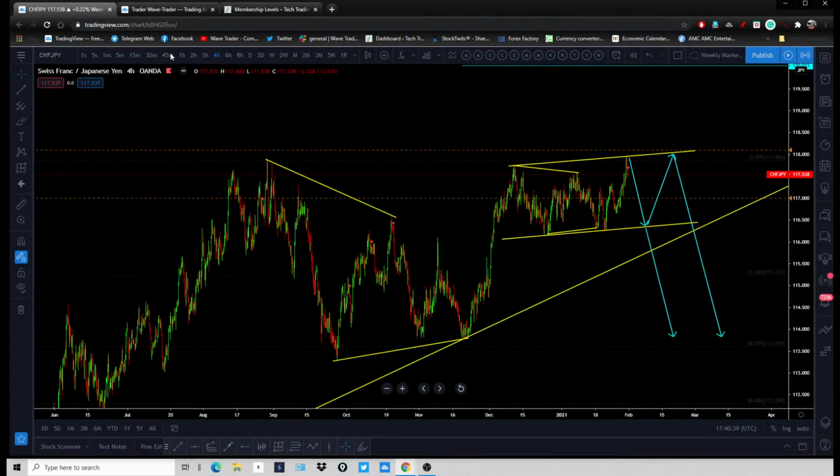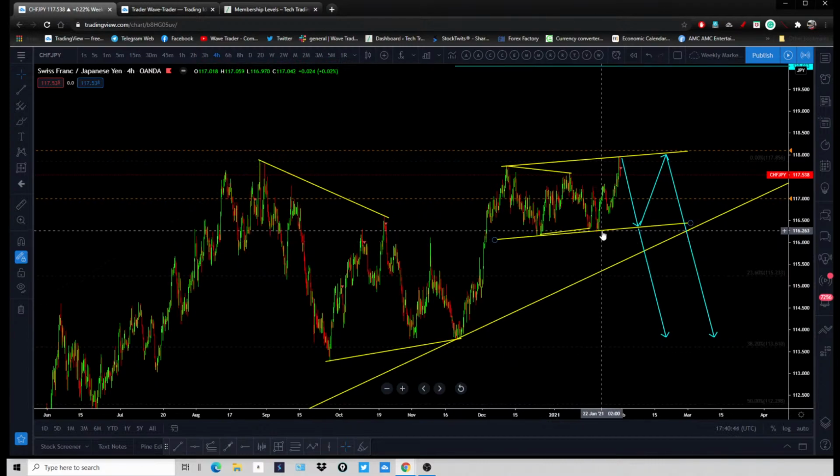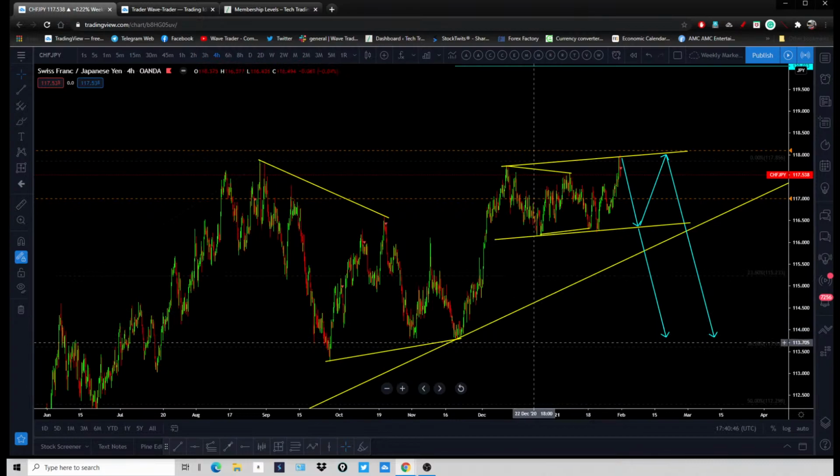The first target is going to be 116 or 116.50. And the big move you are looking at is at least up to 114.